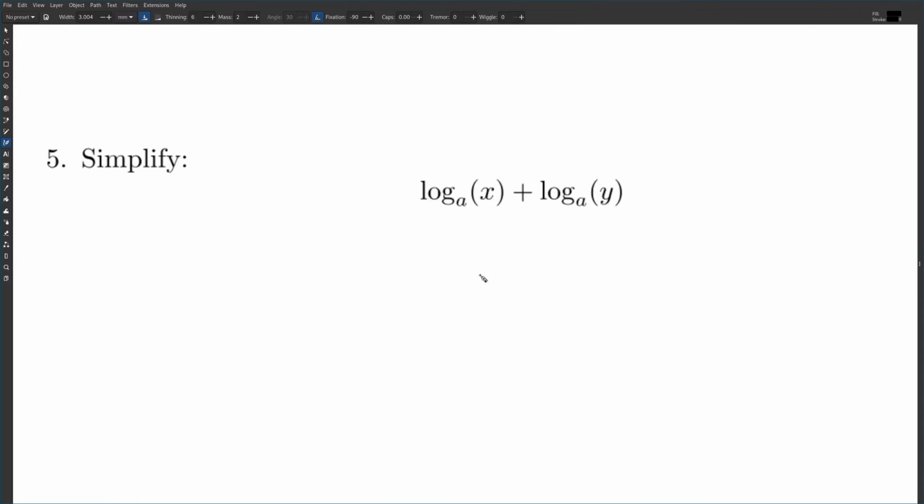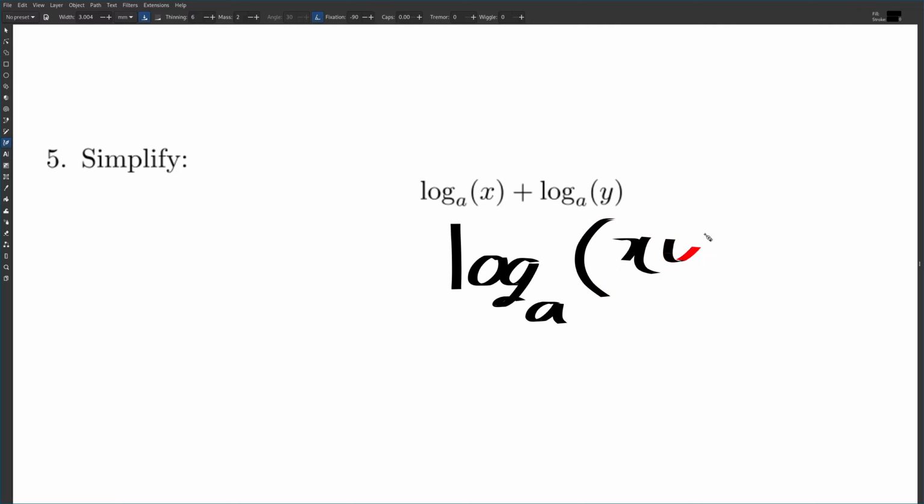Next one, simplify. For these problems, when we have an addition sign of logs like this, it's the same thing as log base a of xy. So when we're dealing with logs, just associate these plus signs with multiplication.